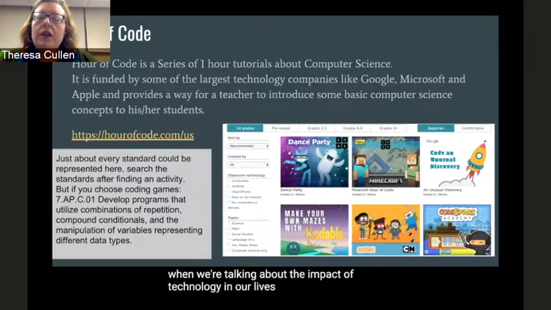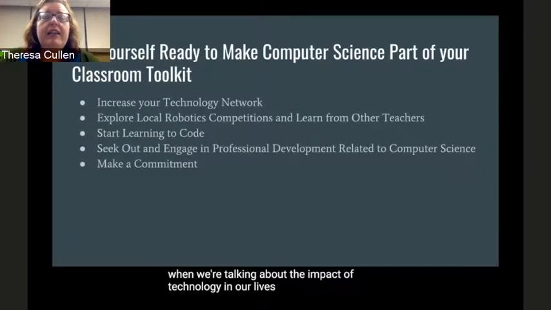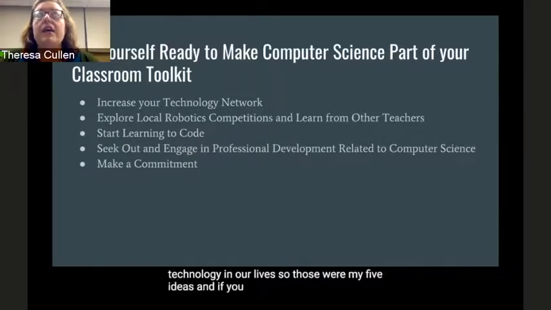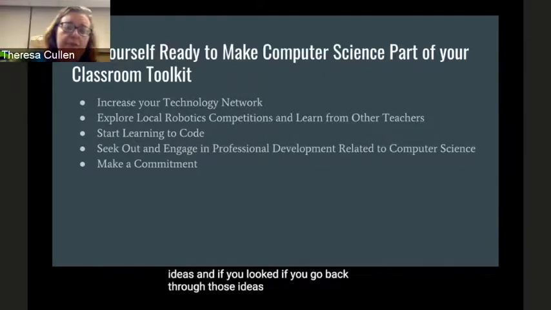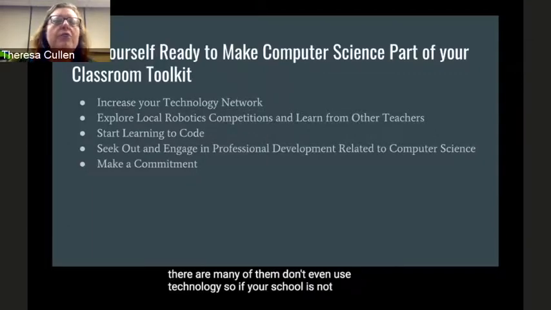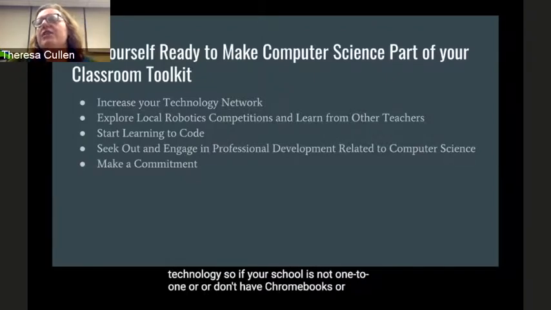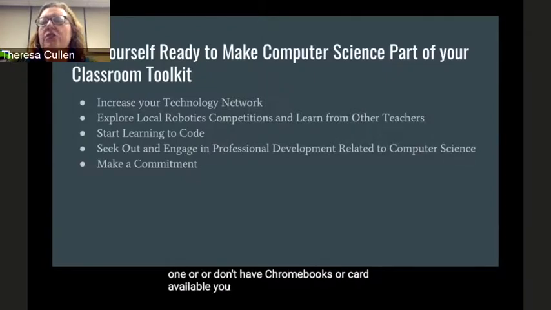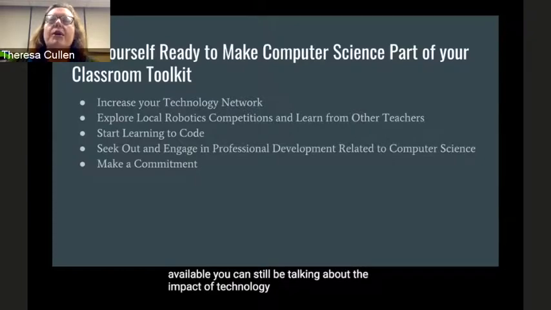So those were my 5 ideas. And if you go back through those ideas, again, the slides are available at drterryc.com. If you go back through those slides, you'll see that many of them don't even use technology. So if your school is not one-to-one or doesn't have Chromebooks or a cart available, you can still be talking about the impact of technology in our lives and start to have our students start thinking about the computer science careers that are available to them.